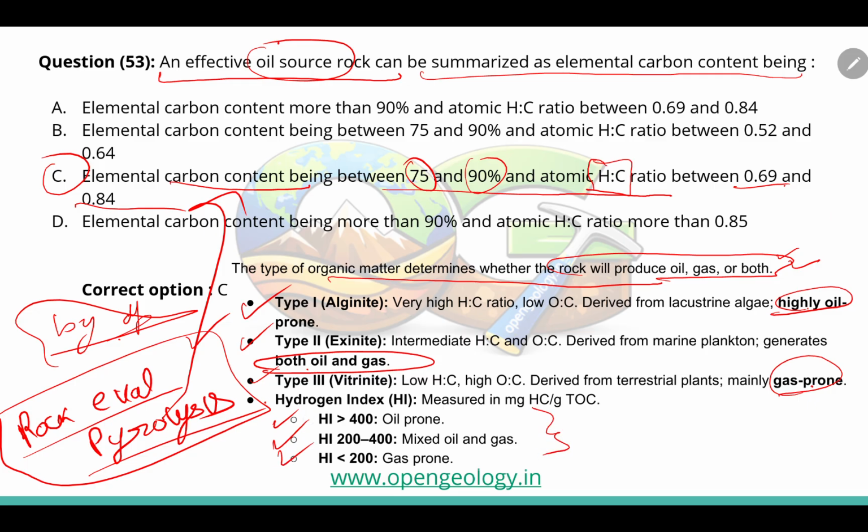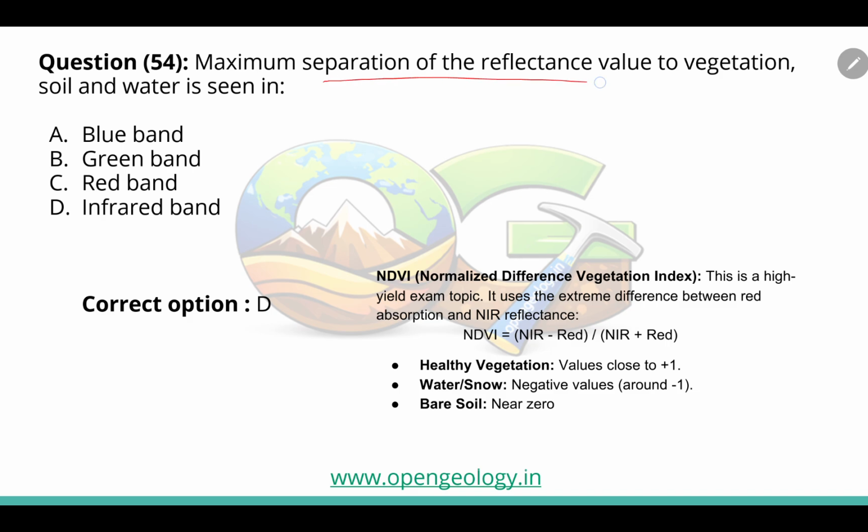Now another question: maximum separation of reflectance value of vegetation, soil and water. The correct answer is the infrared band. There are different bands like the infrared band, microwave bands, blue bands, green bands. If we talk about vegetation, soil and water, the most important is the infrared band.